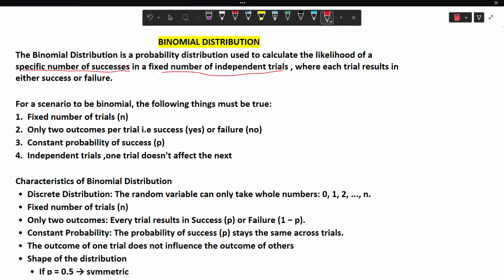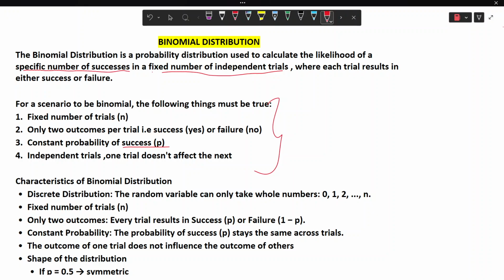And let's look at some of the conditions that must be met to qualify you to use the binomial distribution formula in a given scenario. The first one is we have a fixed number of trials. That's your n is fixed. Then only two outcomes per trial, either a success or a failure. Then the probability of success, that's p, is constant. Also, we have independent trials, meaning that one trial doesn't affect the other. So if all these four conditions are true, then you can apply the binomial formula, which I'm going to introduce very soon.